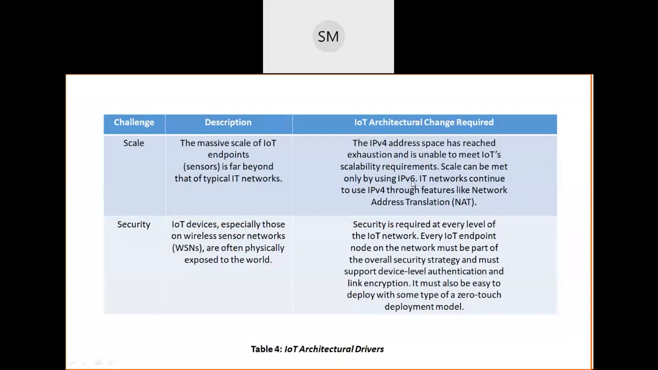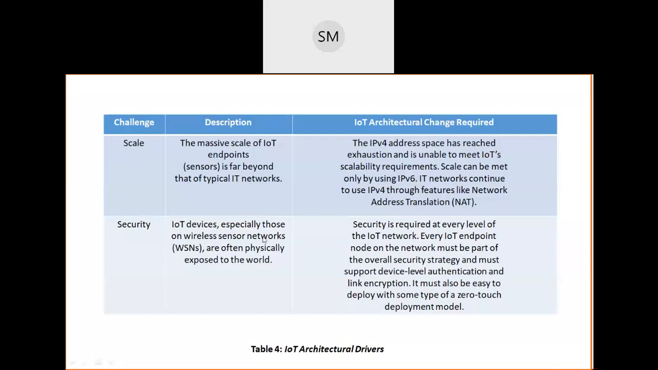Clear? So IT networks continue to use IPv4 through features like network address translation. One more alternative solution it has found, so it started to use network address translation. Now the second challenge is security.